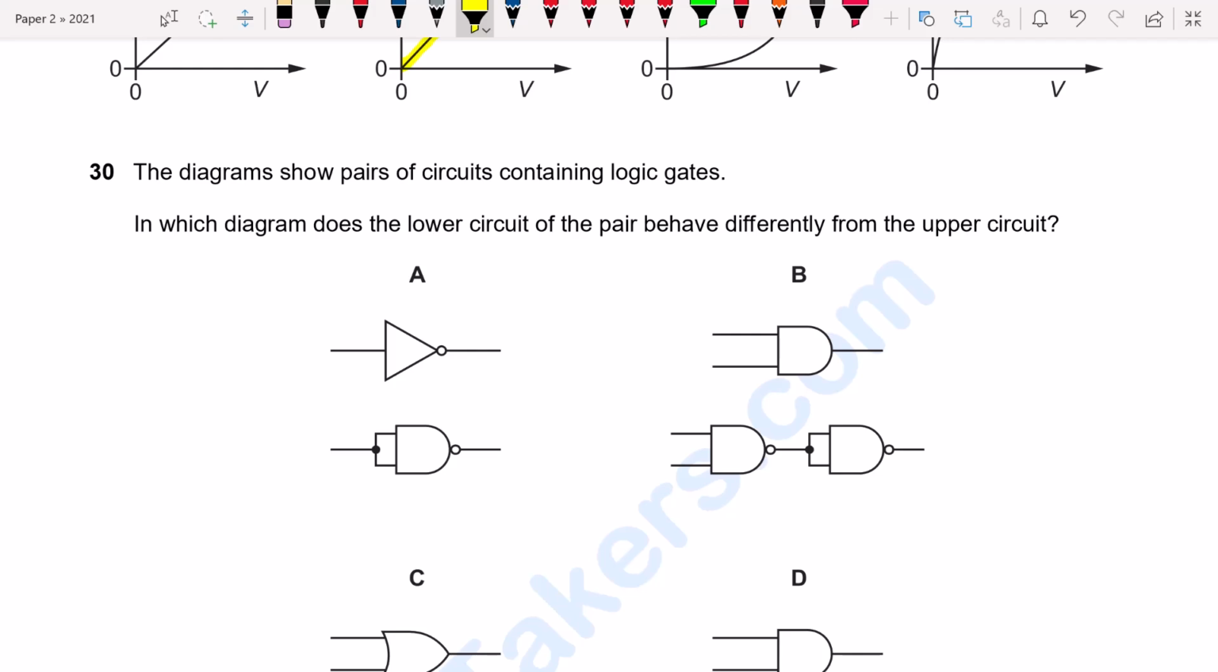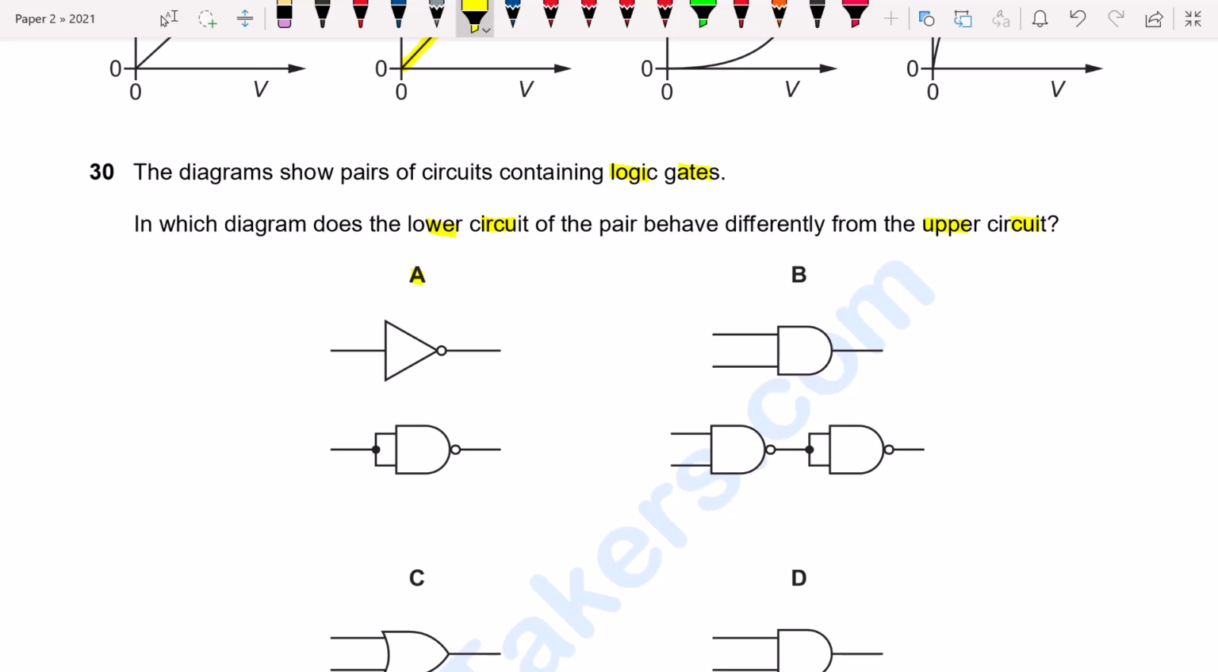Question number 30. The diagram shows pairs of circuits containing logic gates. In which diagram does the lower circuit of the pair behave differently from the upper circuit? So which one of the following shows the different behavior?